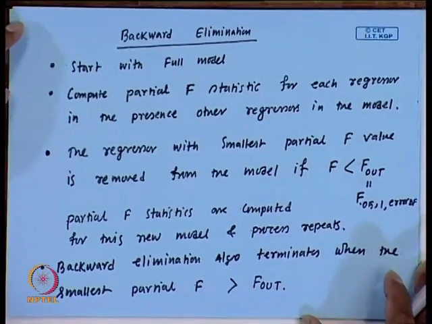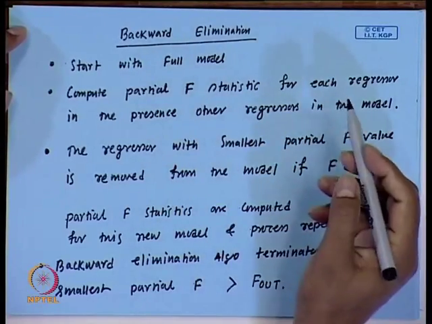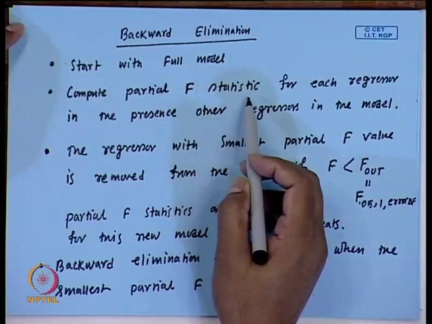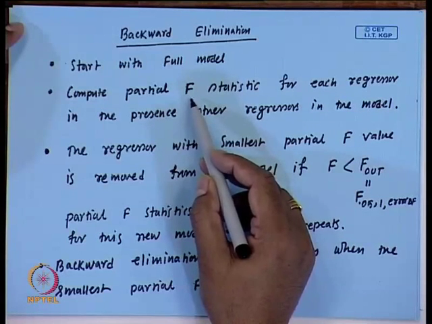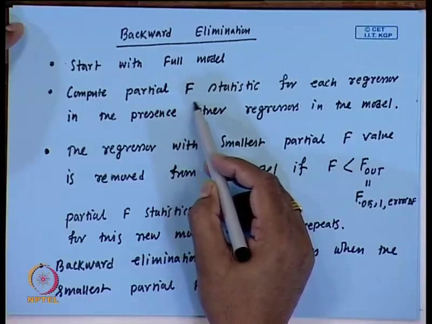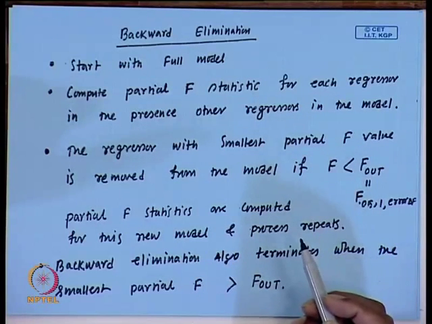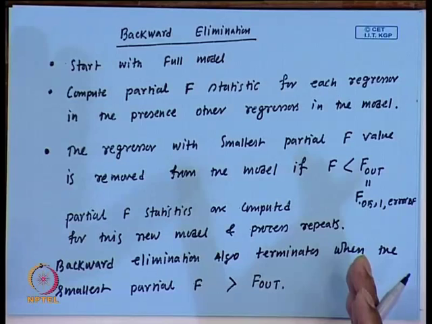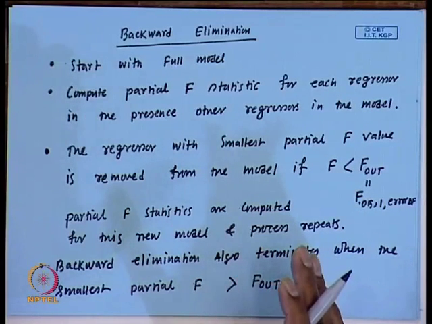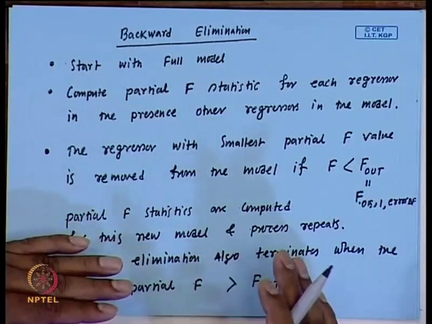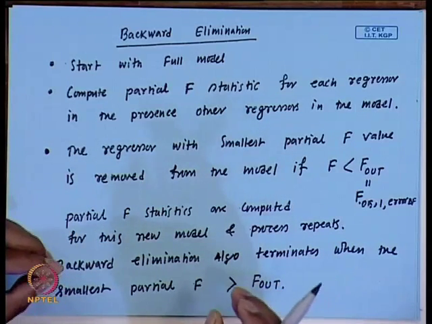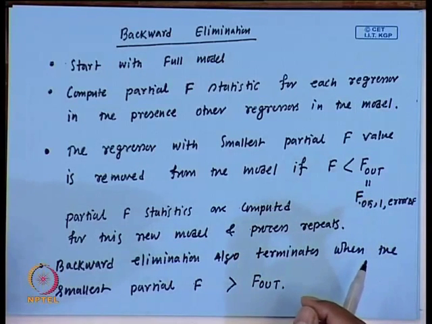Okay, so let me just explain little bit, and then I'll illustrate this algorithm using one example. We start with the full model, and then here we compute the partial F statistics. So this partial F statistics, say for example, for the regressor xi, the partial F statistics associated with the regressor xi will give you the significance of the regressor xi in the presence of other regressors. So this way we compute the partial F statistics for all the regressors. So lower the value of F statistic indicates that the associated regressor is less significant.